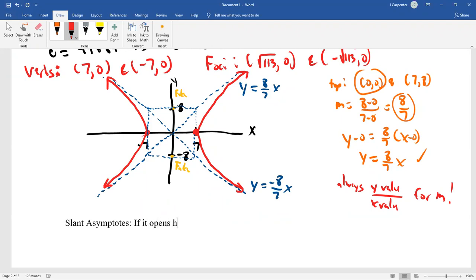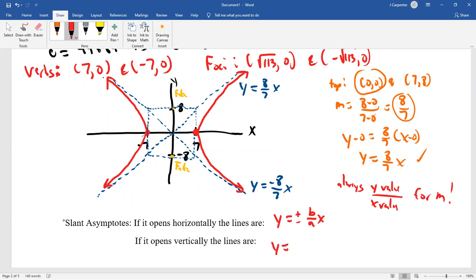If it opens horizontally, the lines are, and then if it opens vertically, the lines are. So if it opens horizontally like we just saw, it's y equals plus or minus b over a x. But if it opens vertically, it's y equals plus or minus a over b x. And that's just relating to the y value over the x value. The a's and the b's swap depending on which way it opens, because that had nothing to do with size.